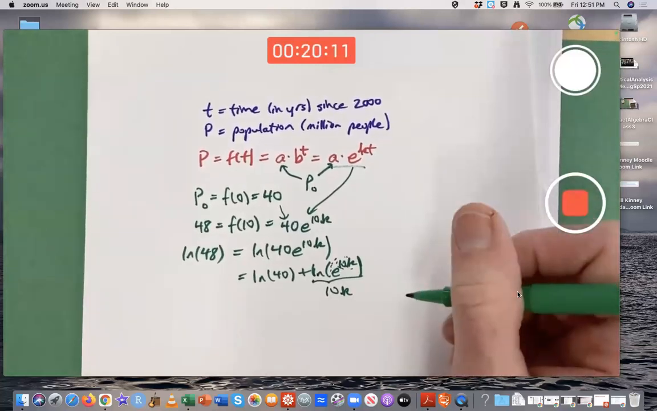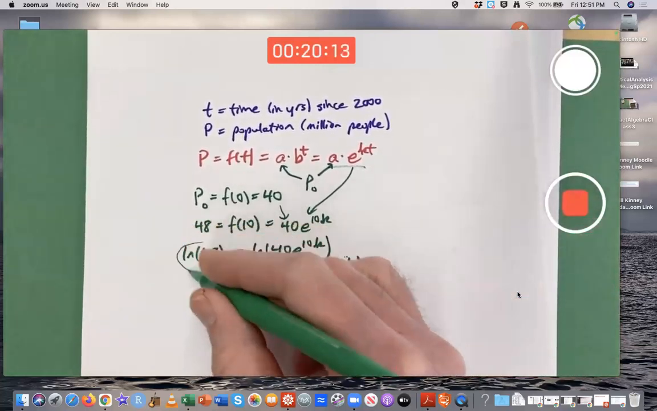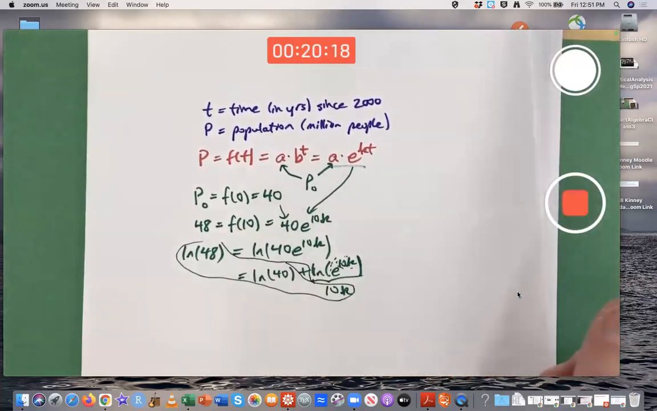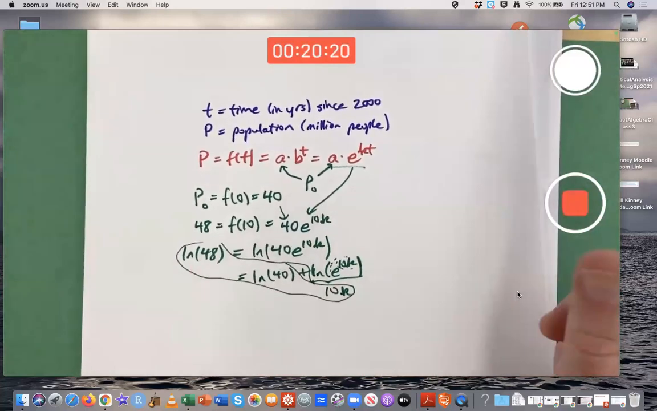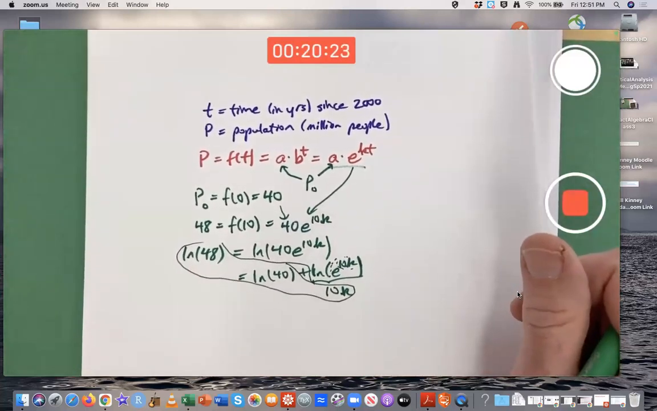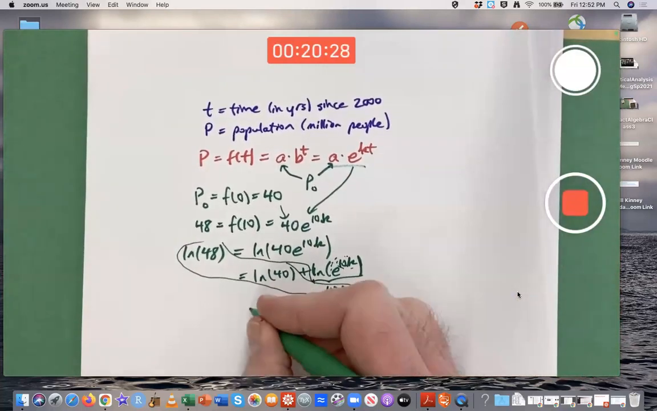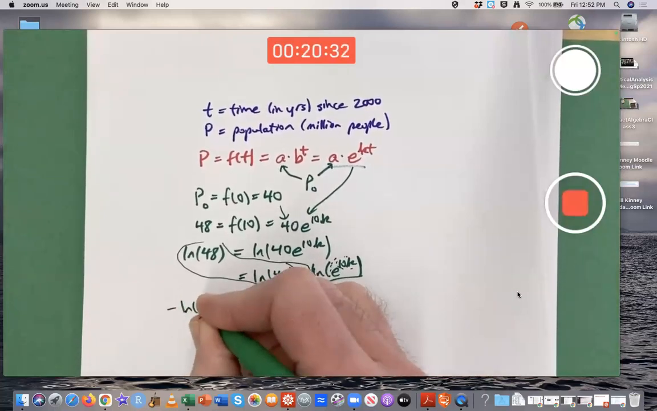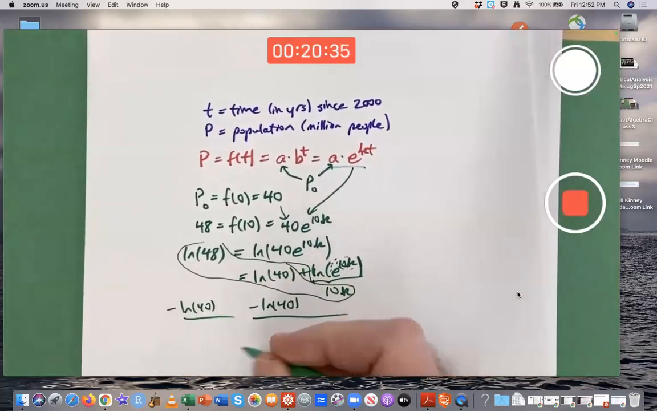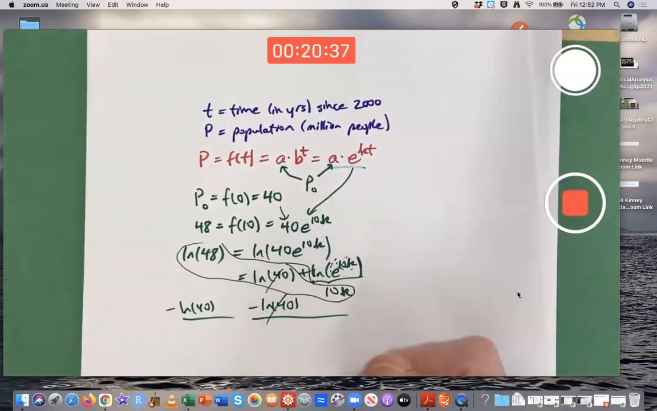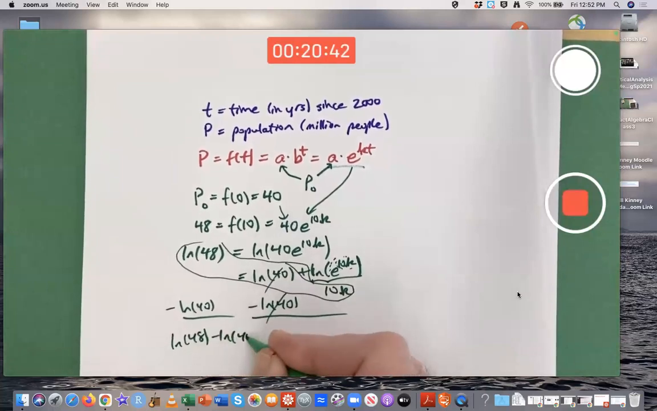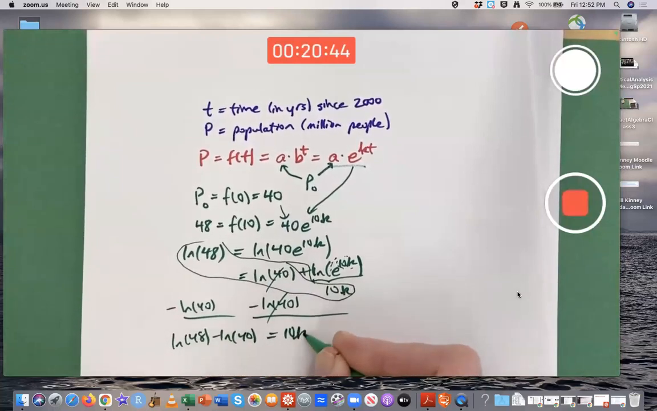The goal is to solve for k. This is a linear equation in k. Yeah, you've got these complicated looking things in there, natural log of 48, natural log of 40. They're just numbers. Just treat them as numbers. Subtract natural log of 40 from both sides. It'll cancel on the right. You'll have natural log of 48 minus natural log of 40 on the left equals 10k.